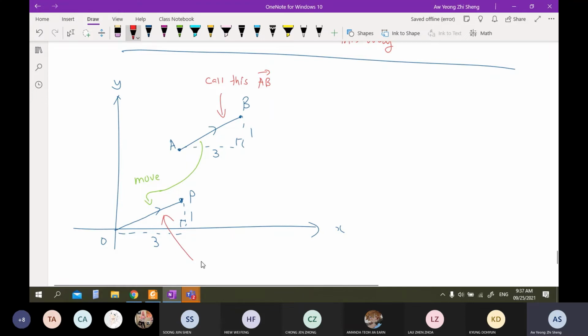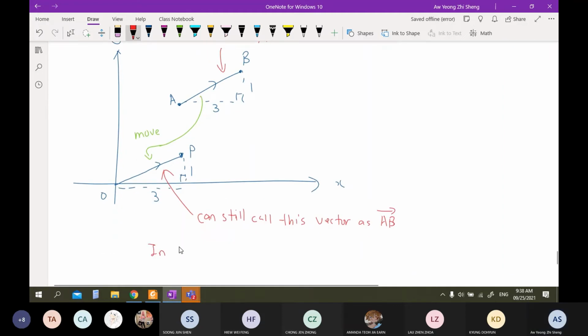we can still call this vector as vector AB. There's nothing wrong with calling it vector AB, although it connects point O to point P, which are two different points. In fact, we can say the vector from O to P is the same as the vector from A to B. They are equal vectors because OP and AB have the same direction and same length.